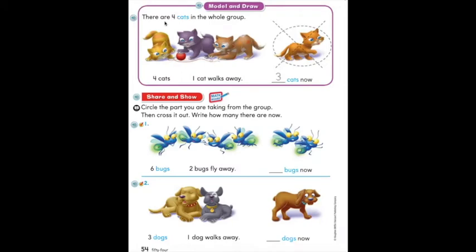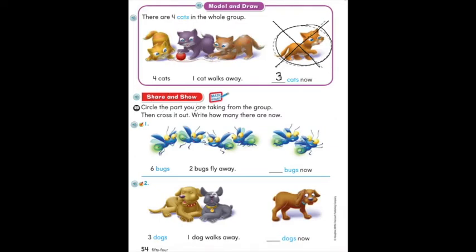That means that we are going to need to trace that circle around the 1 cat that's walking away, and then also tracing the lines to cross it out. Now that 1 cat has walked away, there are 3 cats now. So let's trace that number 3 as well. Let's take a look at the next part. It says share and show.